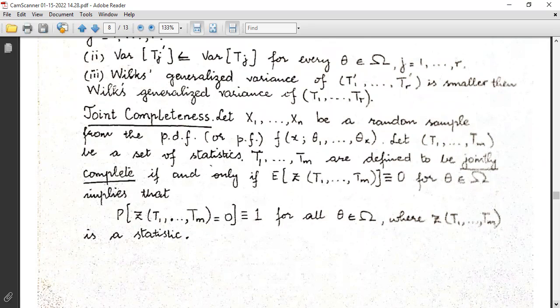We will also go through the concept of joint completeness. We have X1 up to Xn random samples from the PDF f(x; θ1, ..., θk), and the statistics T1 up to Tm are defined to be jointly complete if and only if E[Z(T1, ..., Tm)] = 0 for θ belonging to the parameter space implies that the probability of Z(T1, ..., Tm) = 0 is 1 for all θ belonging to the parameter space, where Z(T1, ..., Tm) is a statistic.